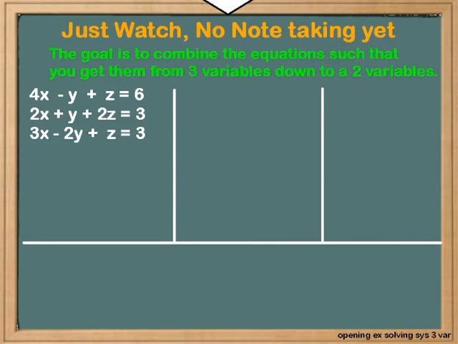So the goal in solving a system of three equations is to combine two equations at a time so we can get the three variables down to two variables. And the first thing I want to do is to analyze my system and decide for myself which variable is the easiest to eliminate. Now I'm going to tell you that the y's are the easiest to eliminate because I have plus and minuses, and I also have coefficients of 1. I like coefficients of 1 because 1 is an easy number to multiply by.